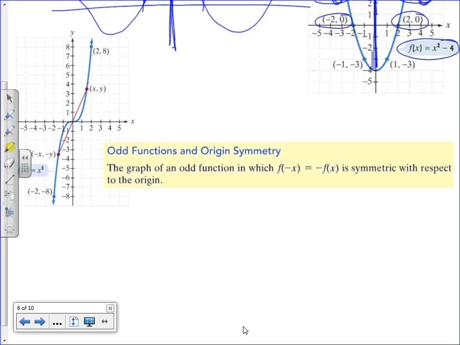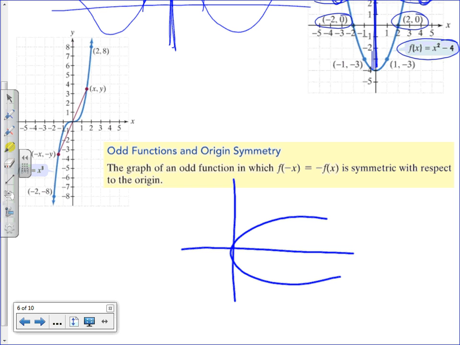Can you repeat the question? Okay. Is it okay if I say odd functions are symmetric with respect to the x-axis? No. It's not okay. If I ever say that, please correct me. Because what I'm saying is something like this.